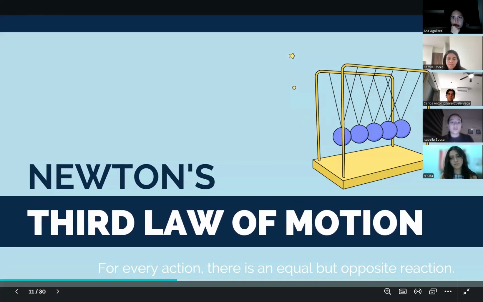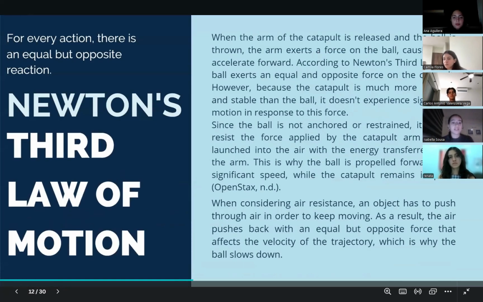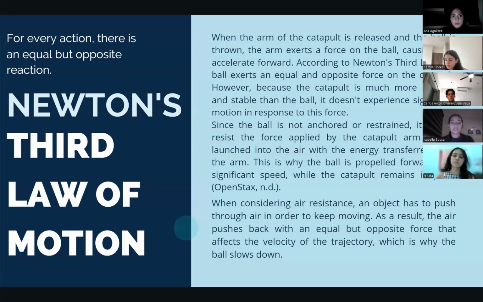Newton's third law of motion states that for every action, there is an equal but opposite reaction. Air resistance opposes an object's motion, reducing its velocity and causing it to slow down. When the catapult's arm is released, it exerts a force on the ball, accelerating it forward. According to Newton's third law, the ball exerts an equal but opposite force on the catapult. But since the catapult is much heavier and more stable, it doesn't move significantly. The ball, unrestrained, is launched into the air with the energy transferred from the catapult's arm.